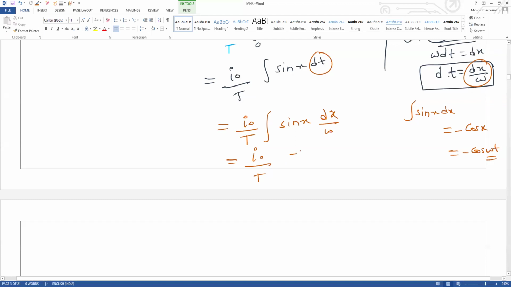So the integral of sin x dx is minus cos omega t, varying from 0 to capital T, divided by omega. This omega also comes out, and the minus also I will take out. So it is minus I naught divided by omega T into cos omega t varying from 0 to capital T. Will you all agree with me up to here? Any doubt, you can ask, I will explain.